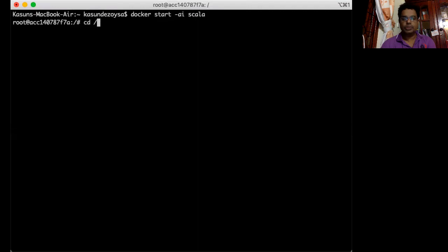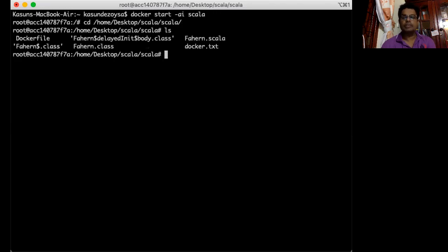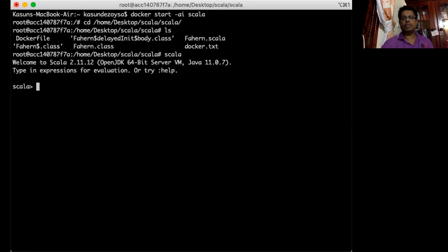I change to my working directory. This is what I did in my previous examples, right? So I start the Scala prompt and show the things. If you want, you have to write Scala programs, compile and upload to the JIT. But I just demonstrate with the prompt.